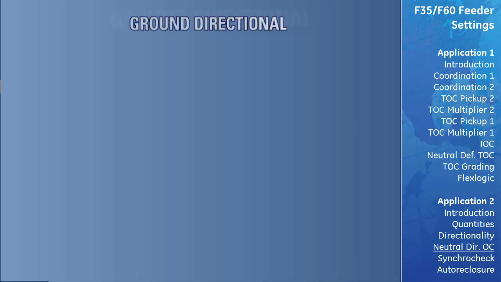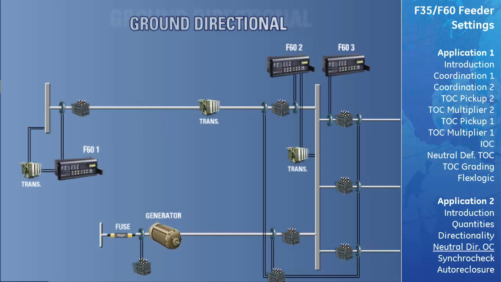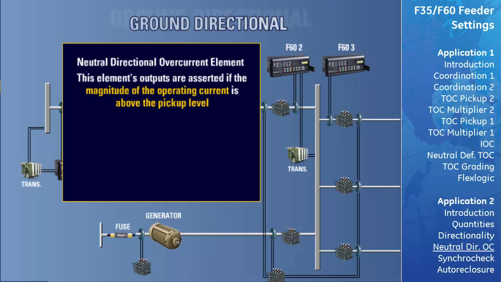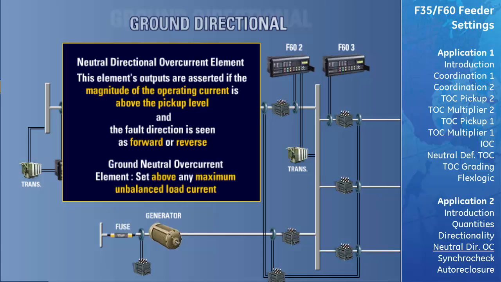So far, we have focused our discussion on the phase fault overcurrent protection. In this system configuration, we might face the problem of direction with ground faults. For this reason, the F60 includes a neutral directional overcurrent element. The outputs from this element are asserted if the magnitude of the operating current is above the pickup level and the fault direction is seen as forward or reverse. It is important to note that the ground neutral overcurrent element should be set above any maximum unbalanced load current.